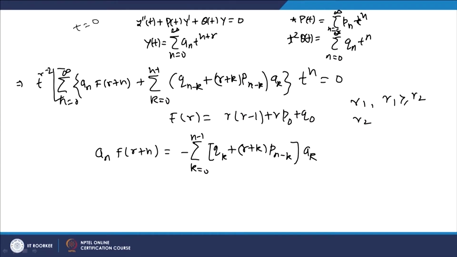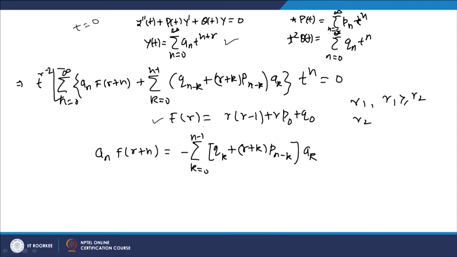t p t is written as summation n equal to 0 to infinity p n t to the power n, and t square q t has the power series expansion summation n equal to 0 to infinity q n t to the power n. And here we have seen that in this case we may try a solution like y t equal to summation n equal to 0 to infinity a n t to the power n plus r, and using this series solution, if you plug in this value, we have t to the power r minus 2 into summation n equal to 0 to infinity of a n f of r plus n plus summation k equal to 0 to n minus 1 of q n minus k plus r plus k p n minus k a k into t to the power n. Here f of r is defined like this.